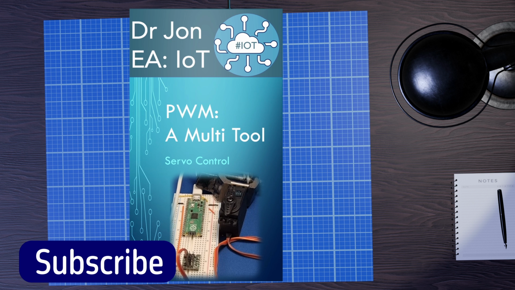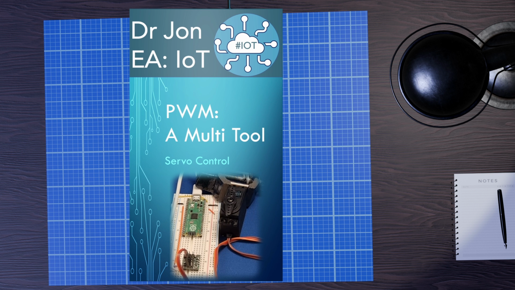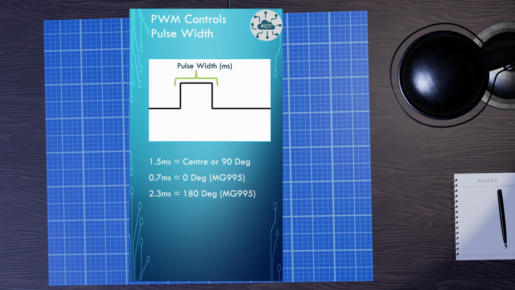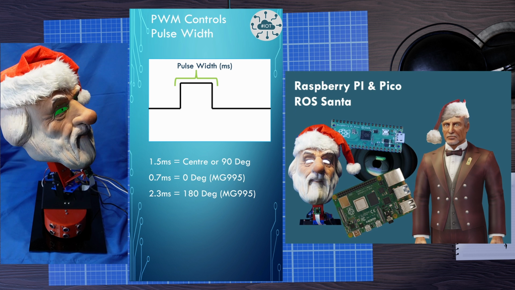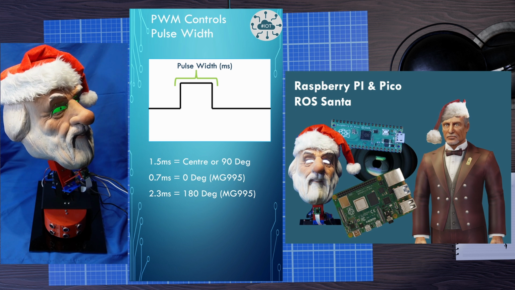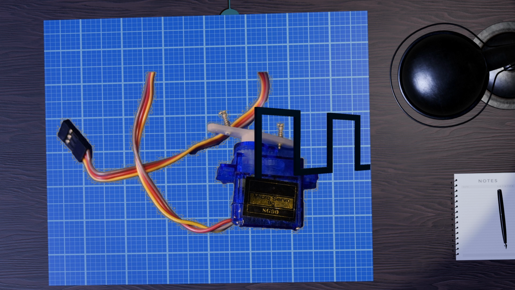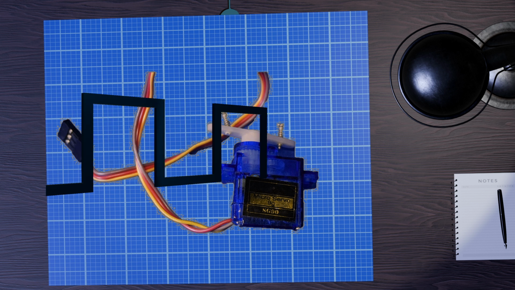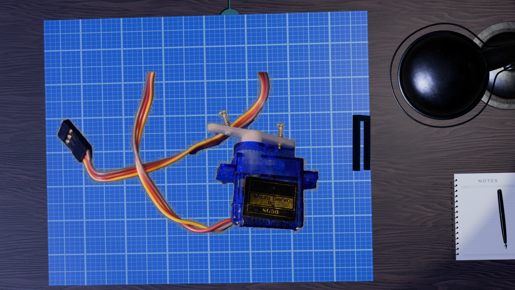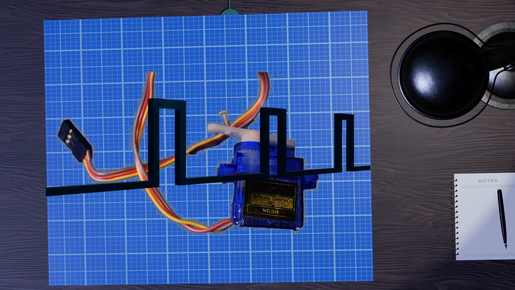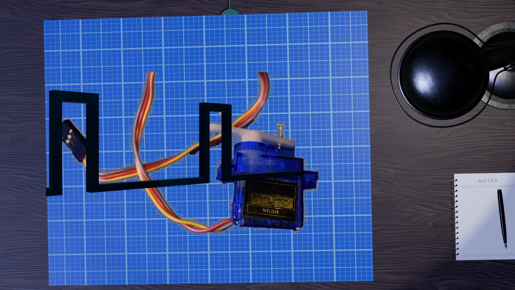I've touched on servos before in a short talking about how to actually control them, and in the Robot Santa videos talking about how I was using those to control the head. Basically, we send a square waveform to the servo, and the width of the pulse dictates what angle the servo is going to move to.